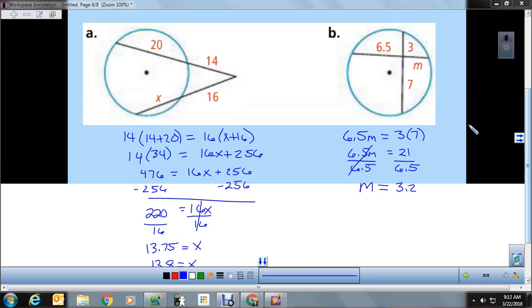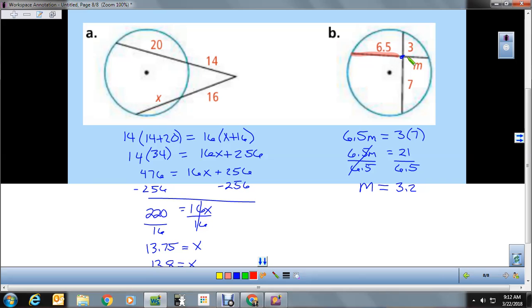Now this one here, we have two chords that intersect inside the circle at this point right here. So it's going to be the length of this segment times this segment equal to this segment times this segment. So 6.5 times m is equal to 3 times 7. So we get 6.5m equals 21. Divide by 6.5, and m is equal to 3.2. So this concludes lesson 12.4.